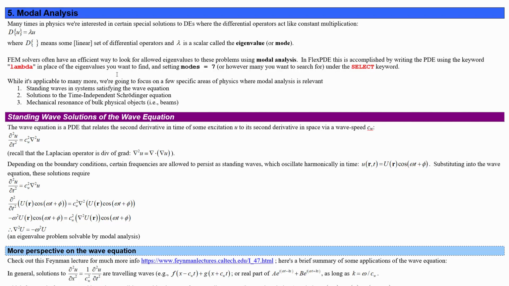In FlexPDE, you can do this by using the keyword lambda wherever you want to find an eigenvalue, and then under the select keyword, specifying a number of modes. Let's say modes equal 7. Then it's going to do modal analysis for you.